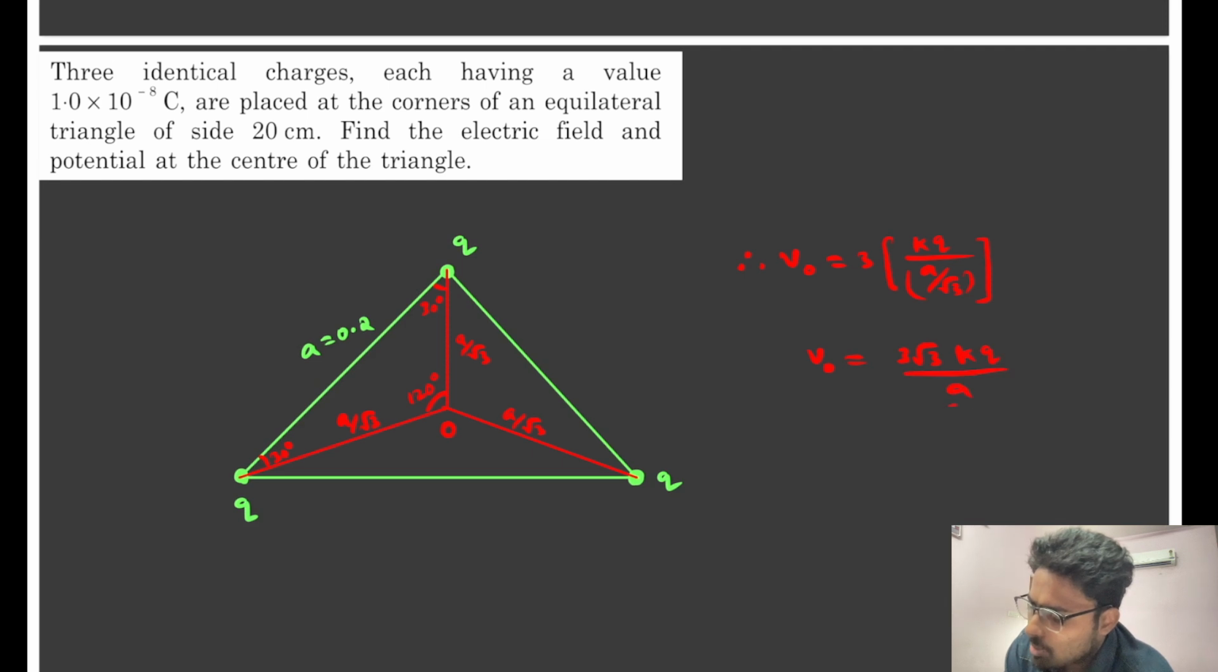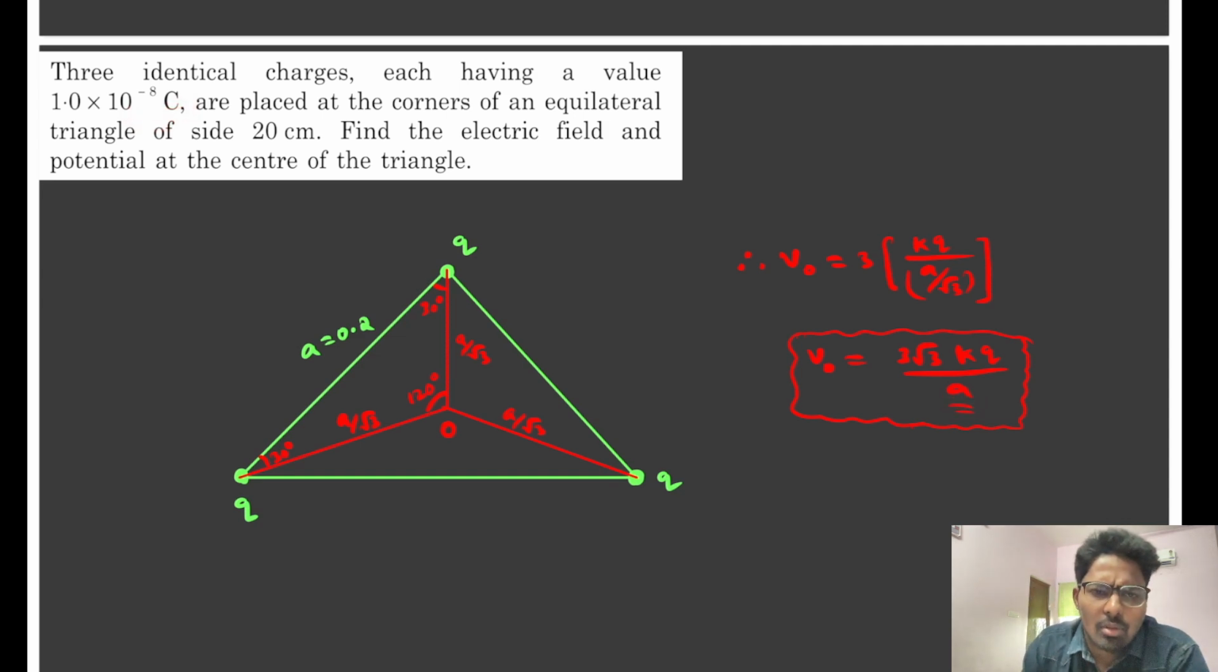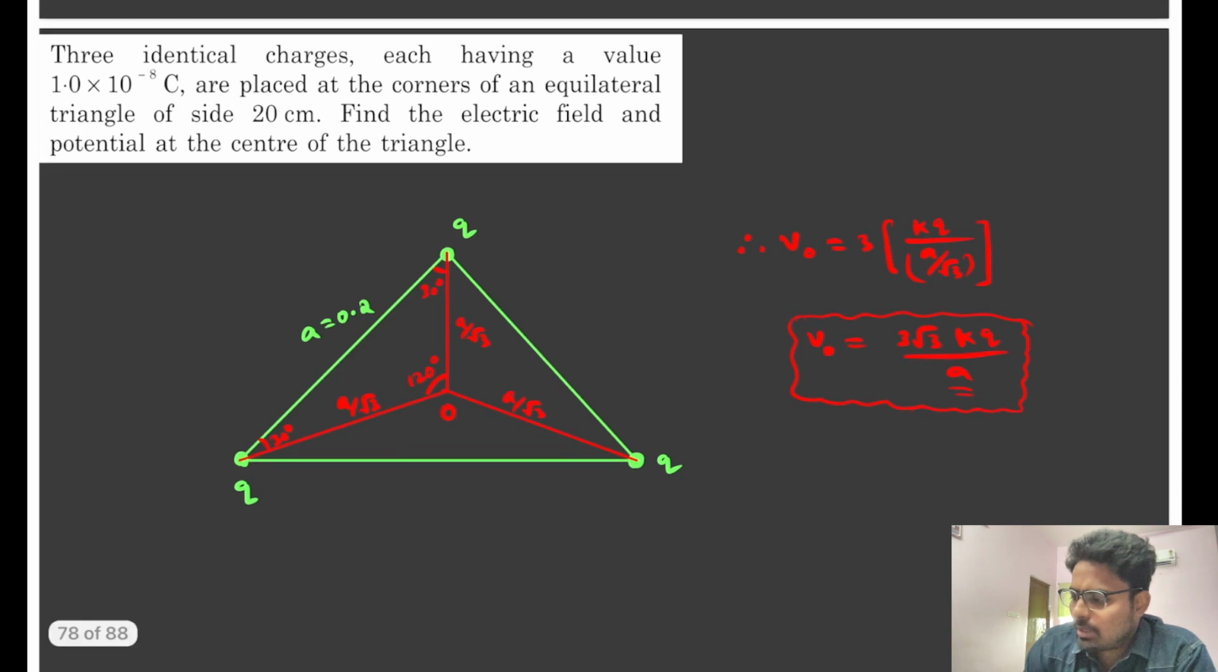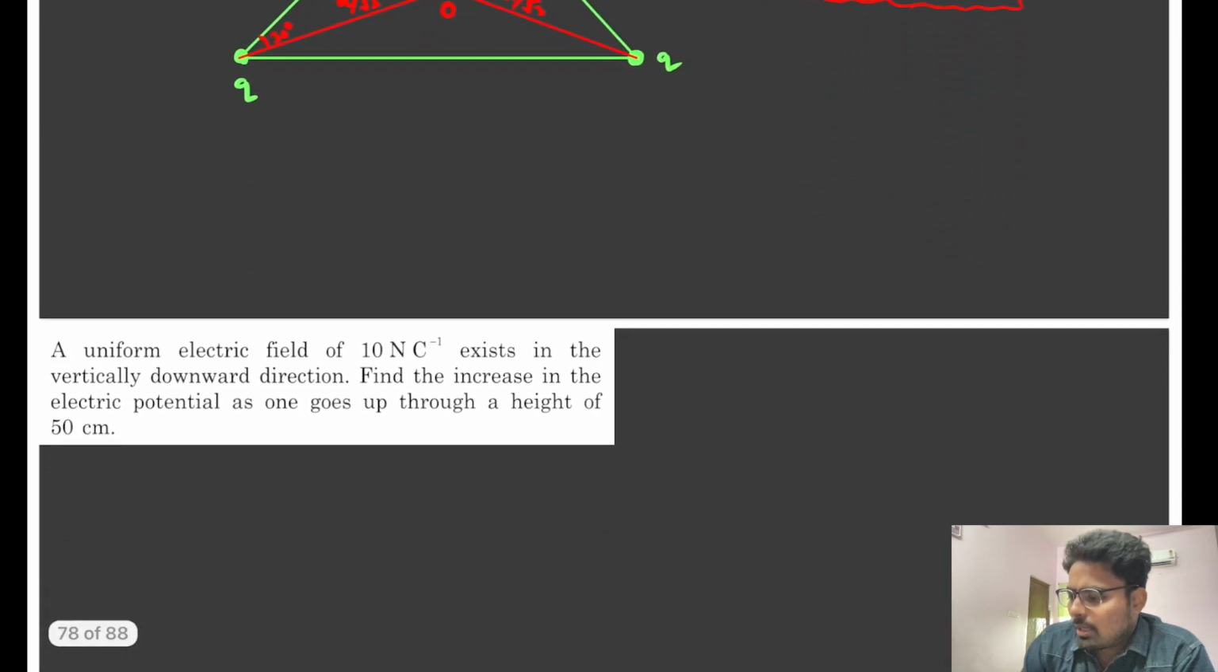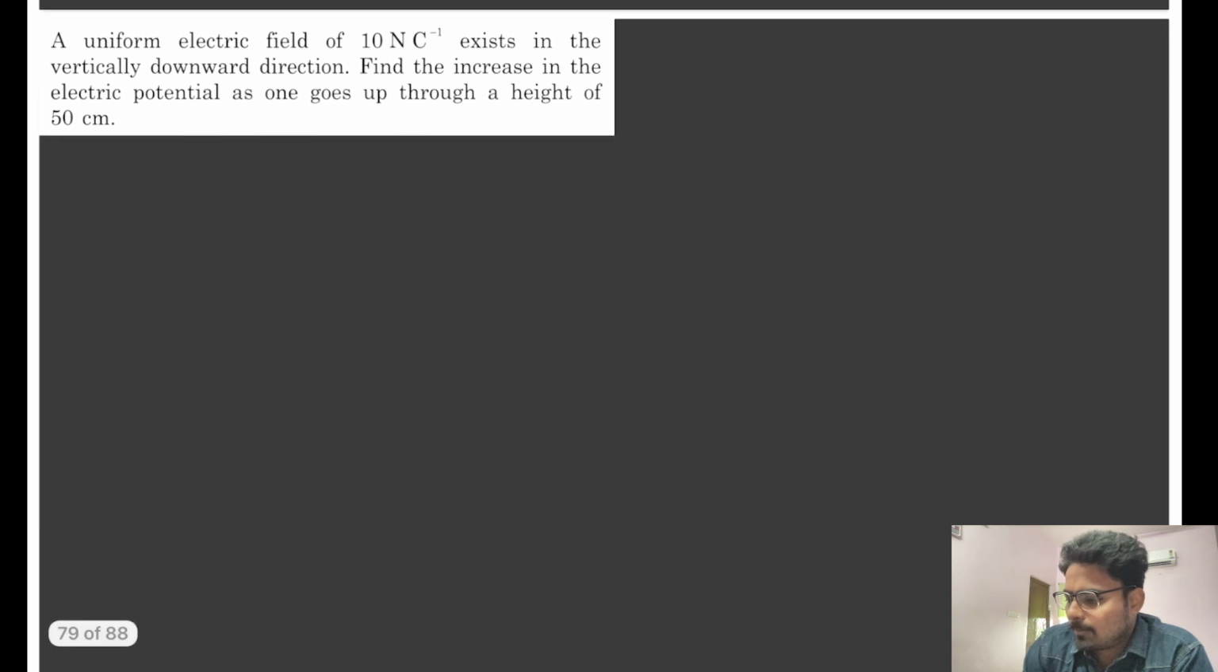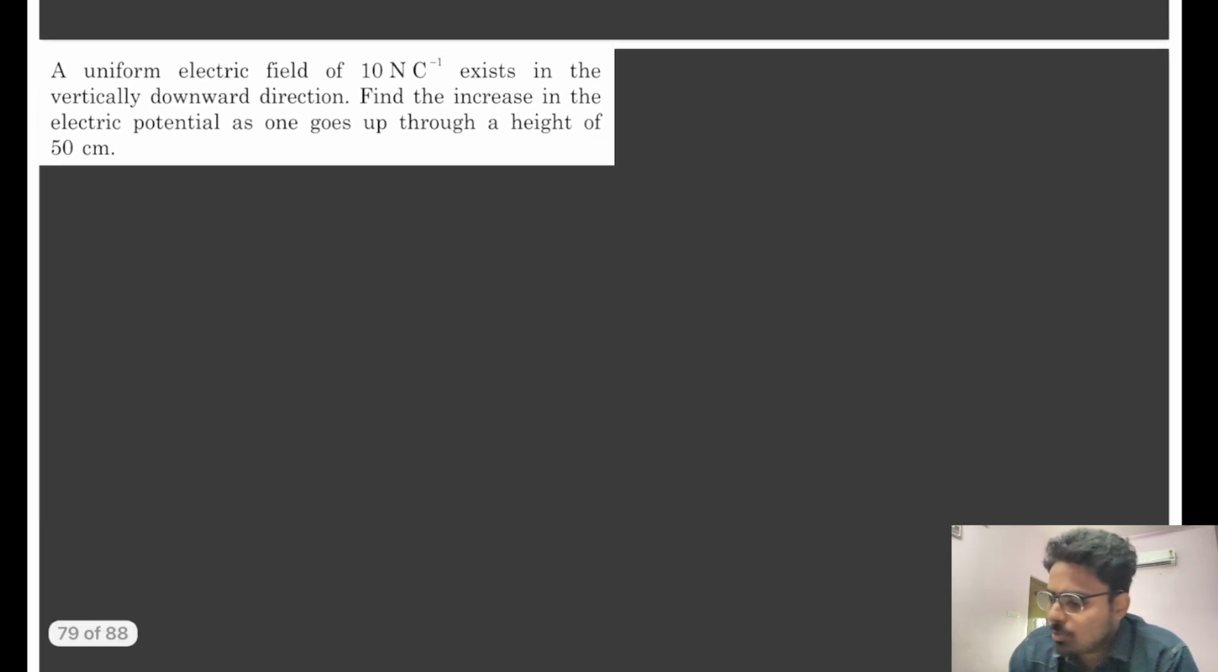So you just need to substitute the values of k. K you know, it's 1 by 4 pi epsilon naught, 9 into 10 power of 9, right? K value and q value you guys know. It's given in the question, and A value also you know, right? So just substitute here and you're going to get the value, right? And then let us move on to the next question.